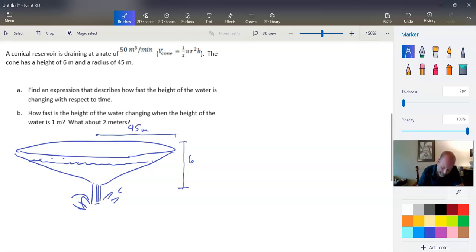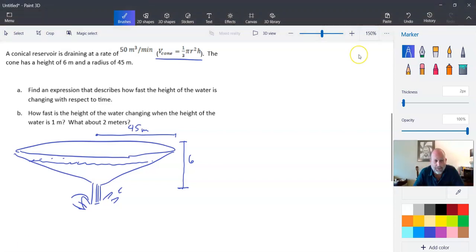All right, and then the other thing, we're actually given an equation for the volume of a cone in terms of its radius and its height. And since we're given both of those, we actually could compute the total volume of the cone if we wished. What we're looking for is the rate that the height of the cone is changing with respect to time, right? How fast is the height of the water changing with respect to time? So what we're looking for is dh/dt.